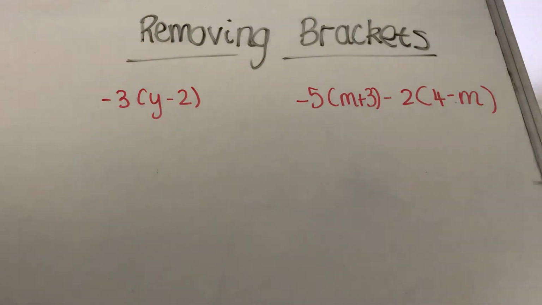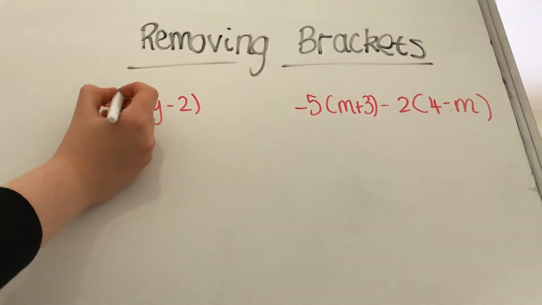So what we do is we times these numbers and these letters within the brackets by -3. The reason for that is because -3 isn't in the brackets, which means that's how we can get rid of them, by timesing it by -3, and then we can also eradicate -3. So let's start. So here's -3.